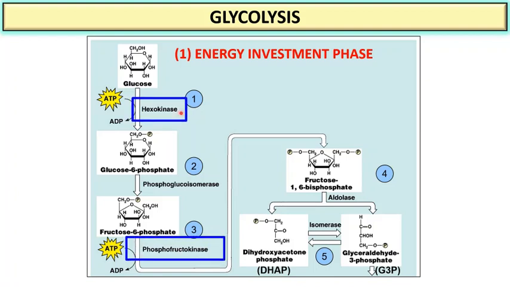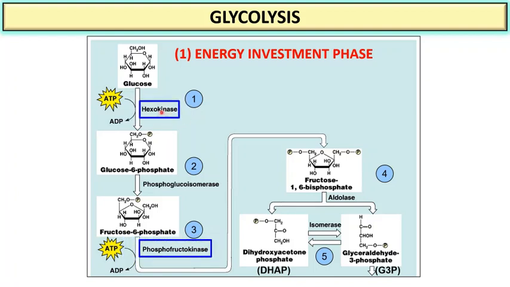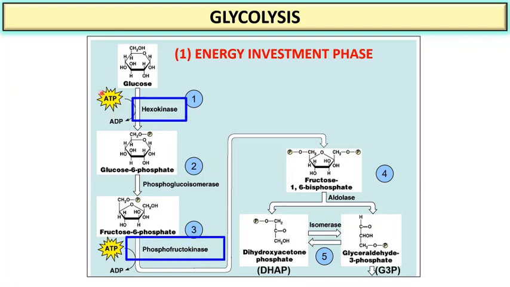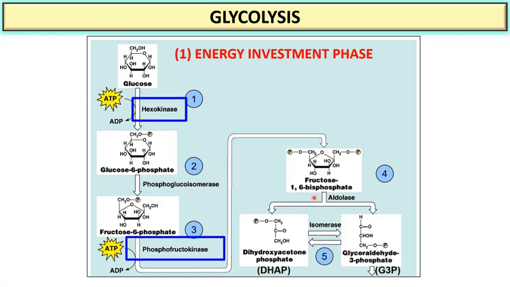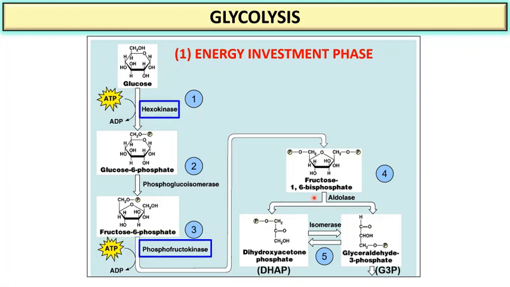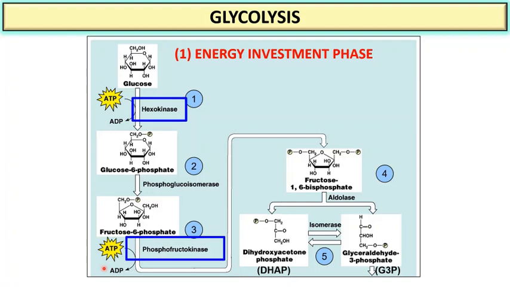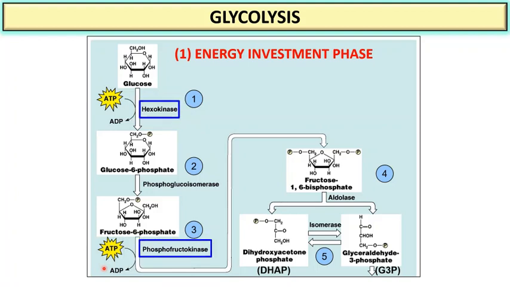Hexokinase is used during step 1, where it catalyzes the phosphorylation of glucose into glucose 6-phosphate. During this reaction, ATP will be used. And phosphofructokinase catalyzes the phosphorylation of fructose 6-phosphate into fructose 1,6-bisphosphate. This occurs during step 3. ATP also will be used during this step. The details of the steps in the energy investment phase will be covered during tutorial class.